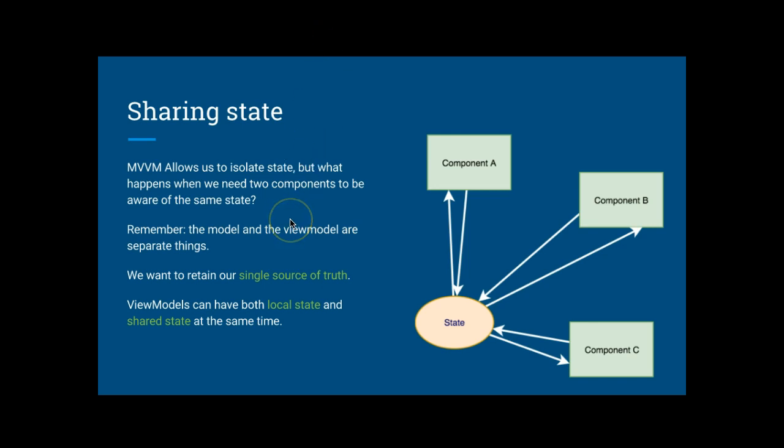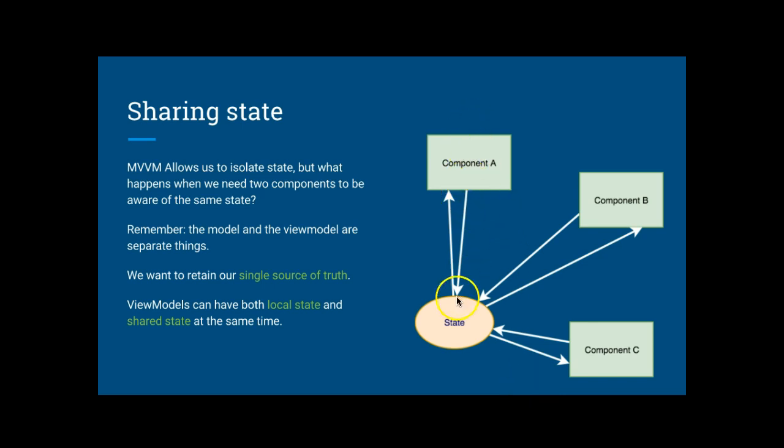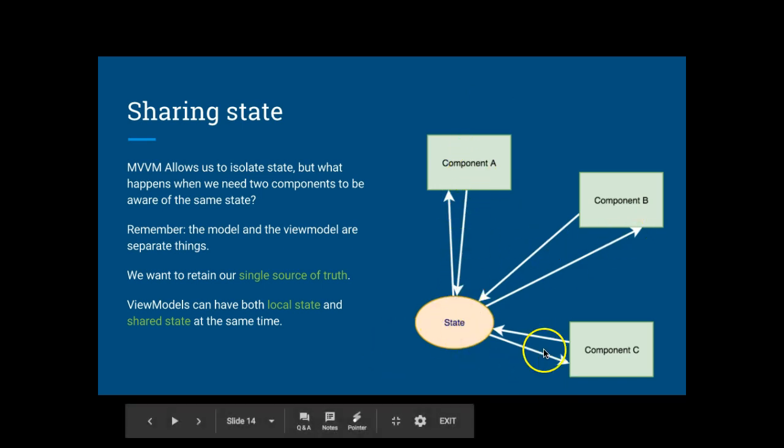So the way that we get around that is a shared state. The model in the MVVM pattern is separate from the view model, which means we can pull part of that model or the entire model out and put it in a place that components A, B, and C can see, and they can bind to and interact with. So they see this state as part of its isolated state and have no idea that it's also interacting with any of these other components.